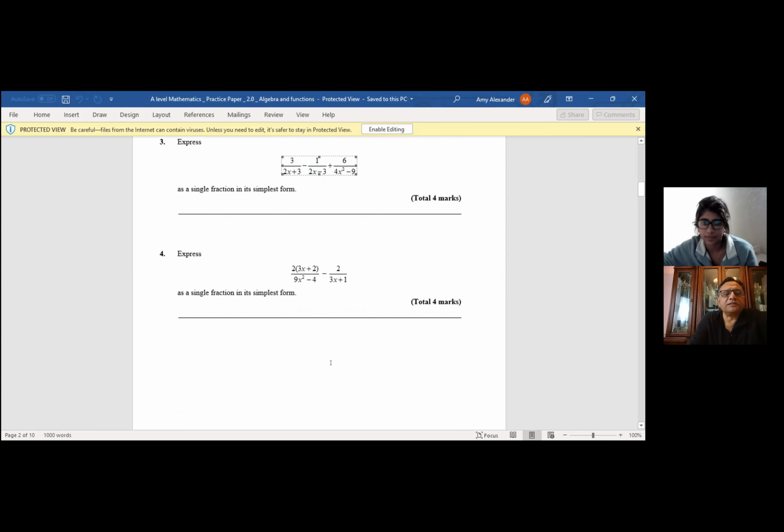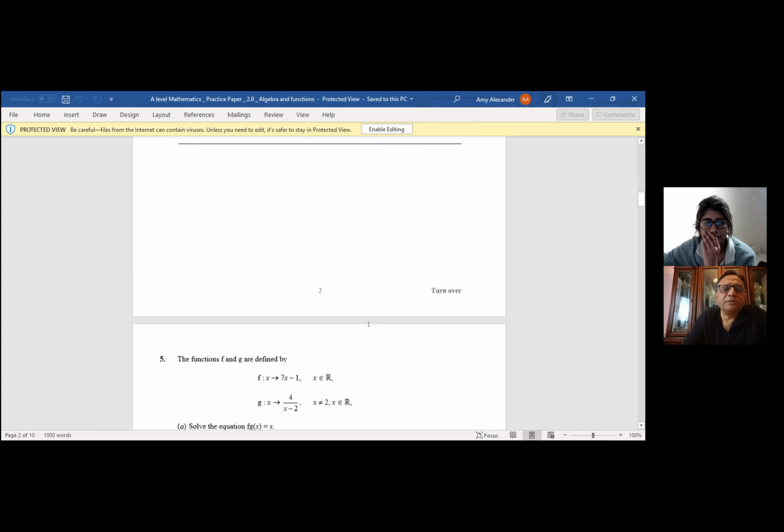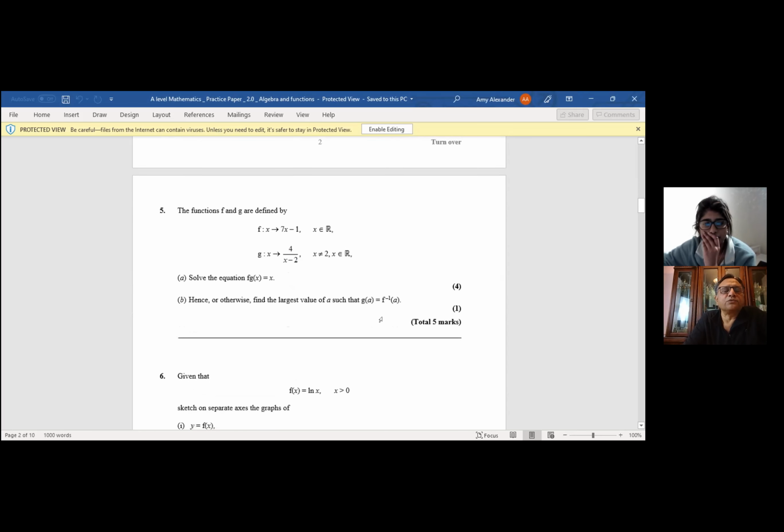Right. Express as a single fraction in its simplest form. Again, a similar thing, take a common denominator, right? And then just cross multiply and do it, correct? Yeah. So all these questions are quite similar. You can move on, take the next one.